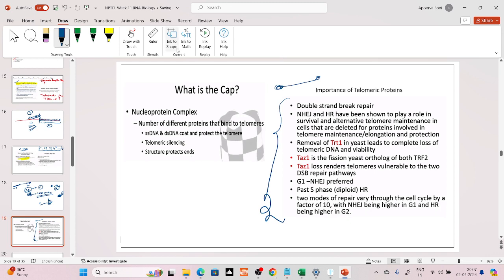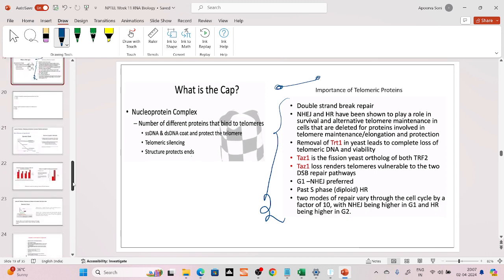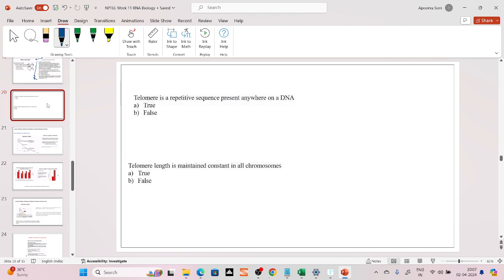Okay, now we'll move further. We'll solve some questions. Fine. So, telomere is a repetitive sequence present anywhere on DNA. True or false? Think. I'm giving you 1 minute to think and then I will switch the screen.